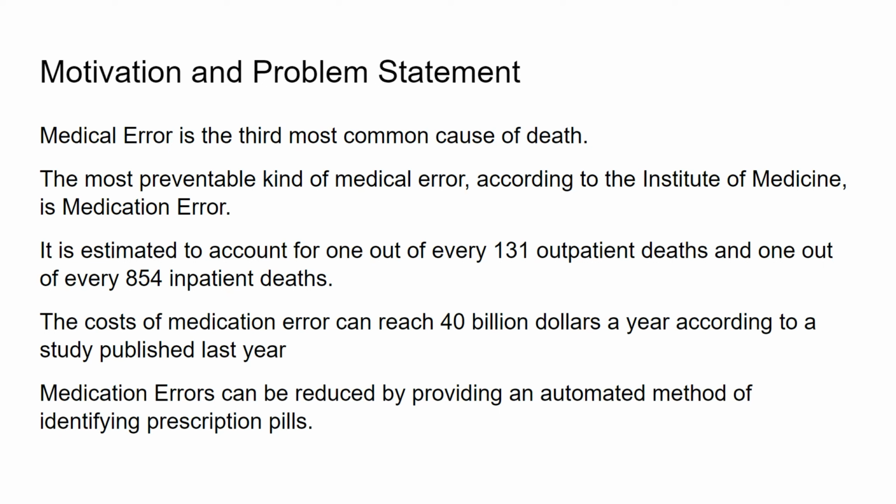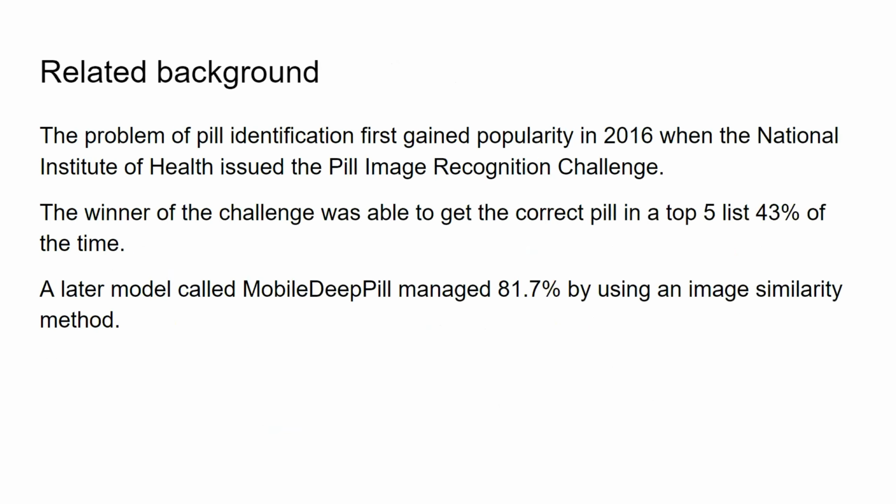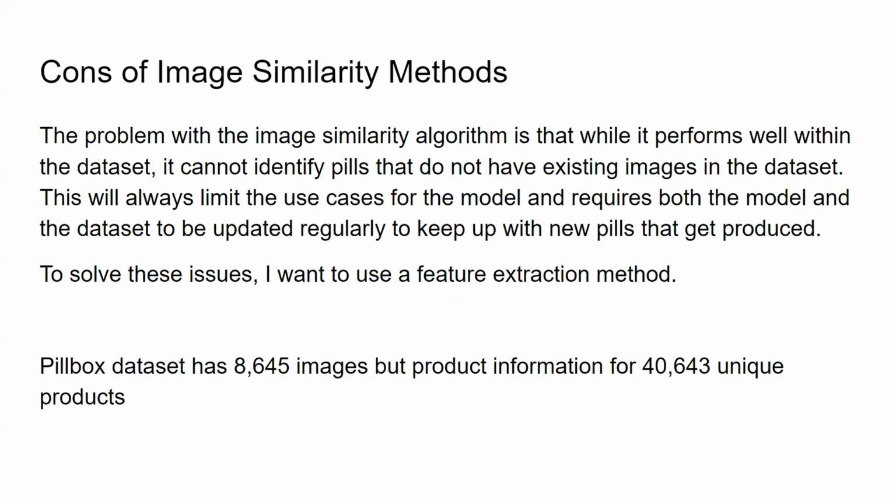Medication errors can be reduced by providing an automated method of identifying prescription pills. And so the pill identification problem first gained popularity in 2016 when the National Institute of Health issued a pill image recognition challenge. The winner of the challenge was able to get the correct pill in a top 5 list 43% of the time. A model published a little later, Mobile Deep Pill, managed to get 81.7% using an image similarity method. But I think the image similarity method has some issues.